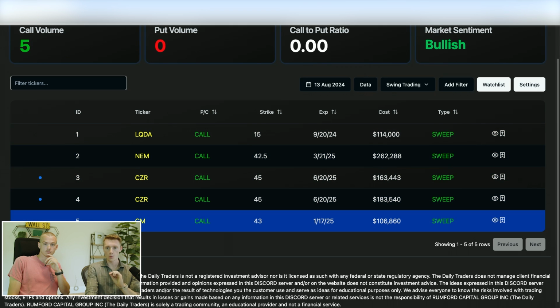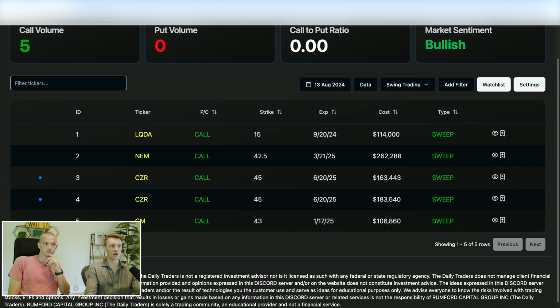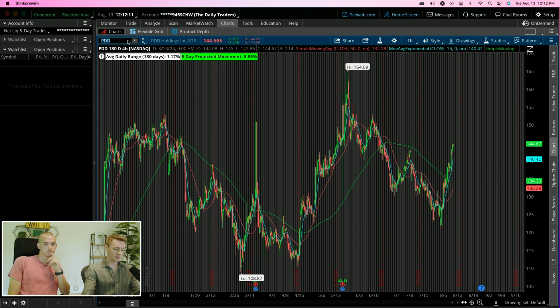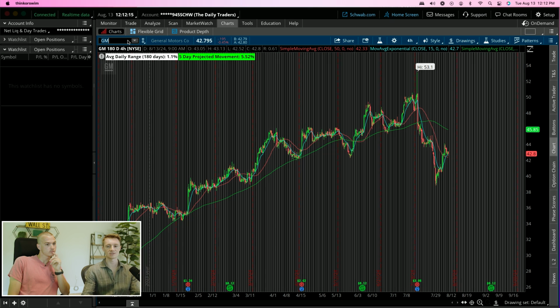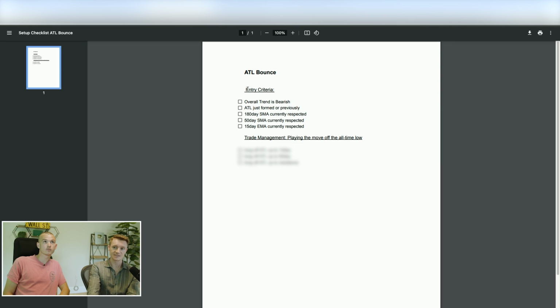Now, we're going to work our way one by one through these stocks and pull up the charts. What I'm looking for and visually scanning for when I pull up these charts are one of those 3 setups that I referred to. We're going to have entry criteria and trade management criteria. So we've got the ATL bounce, which stands for all-time low bounce.